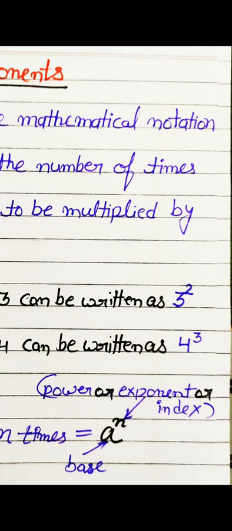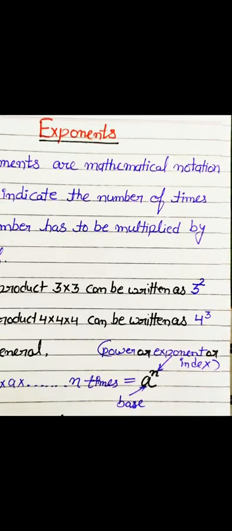Now listen students, if any number is having power 2, then we say it as square. As it is 3 to the power 2, we say it as 3 square. And if any number is having power 3, then we say it as cube. As this 4 is having power 3, we will say it as 4 cube. Now let's solve a few examples.